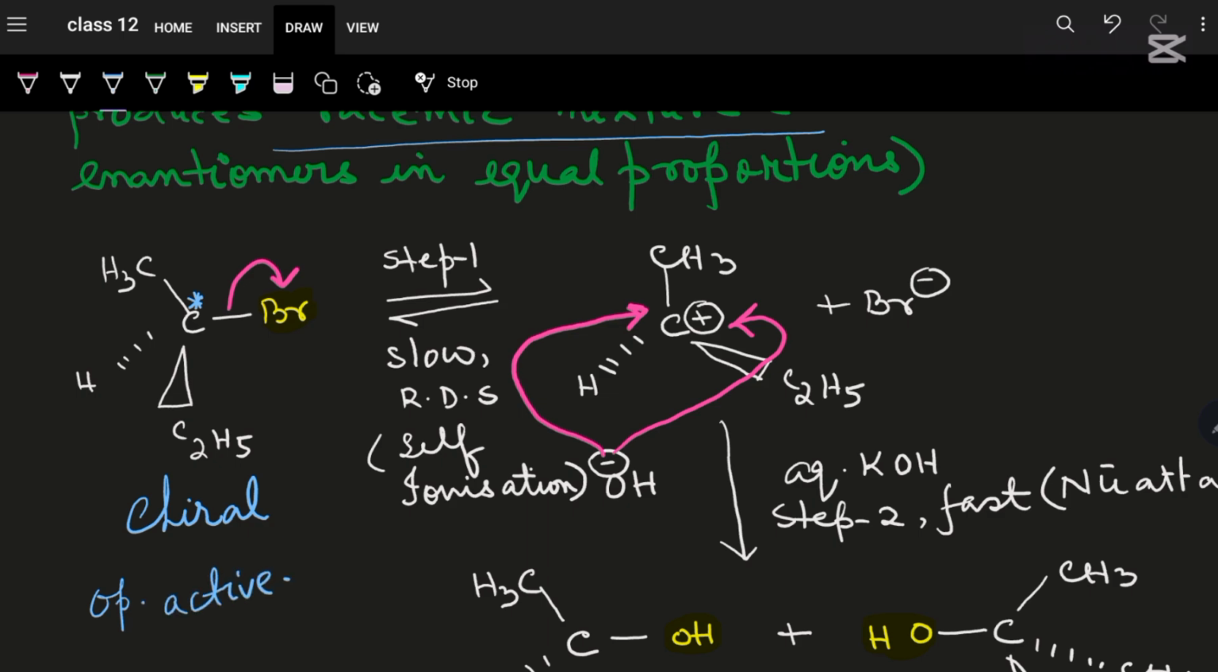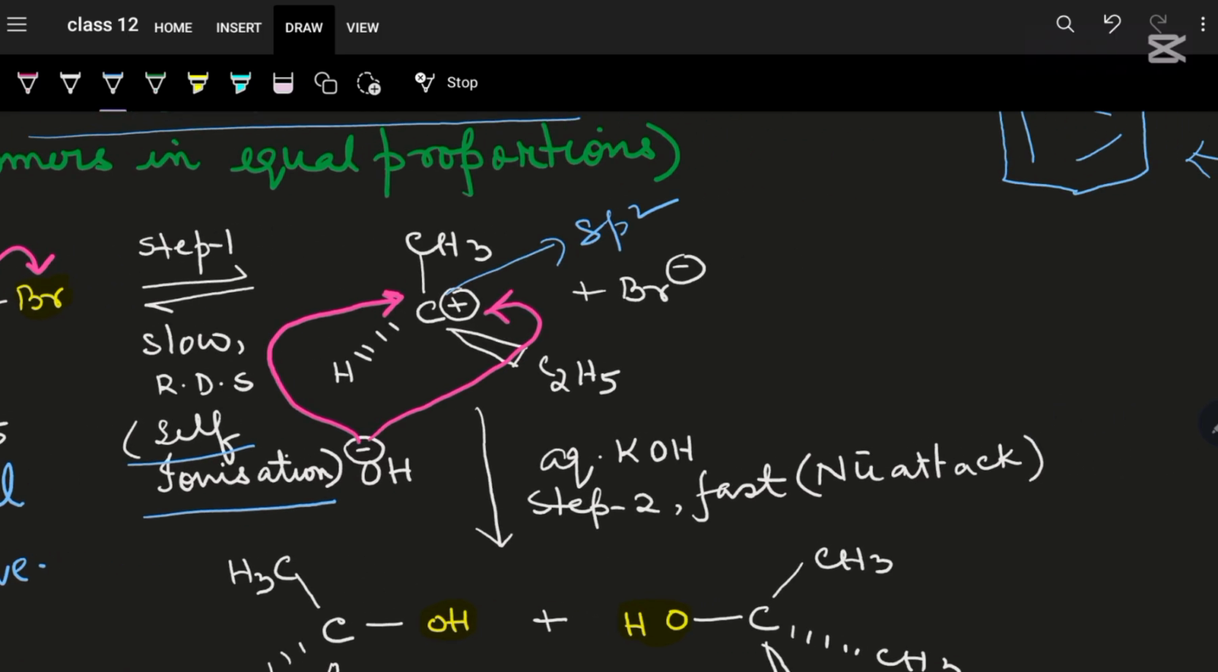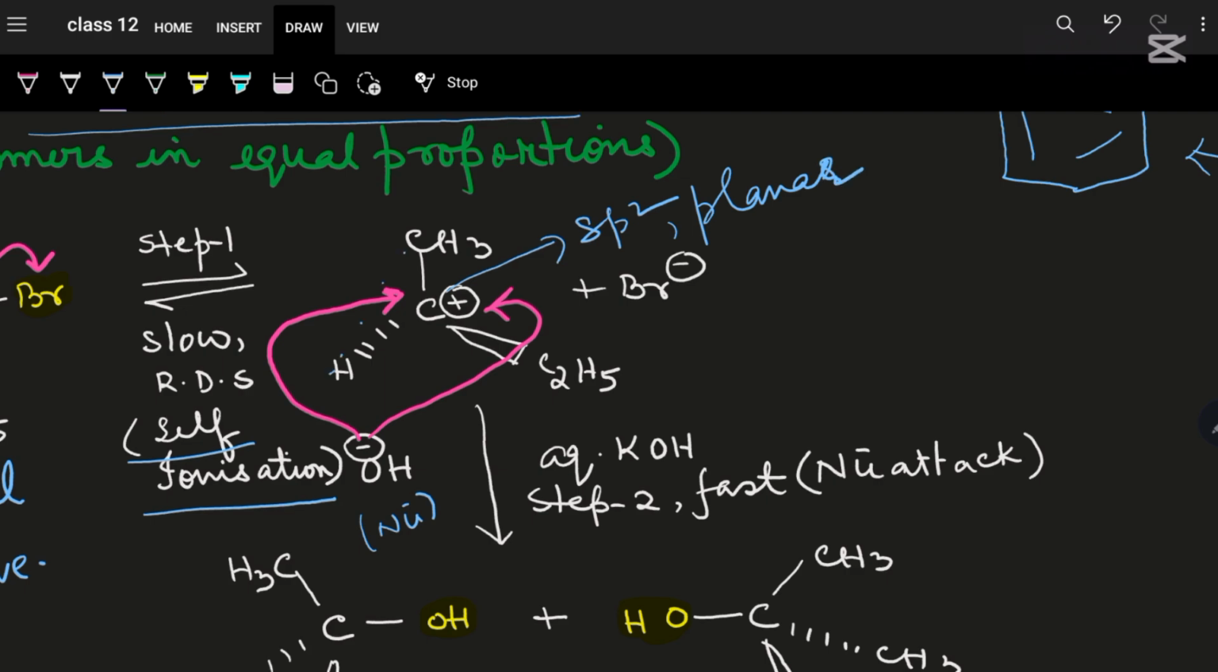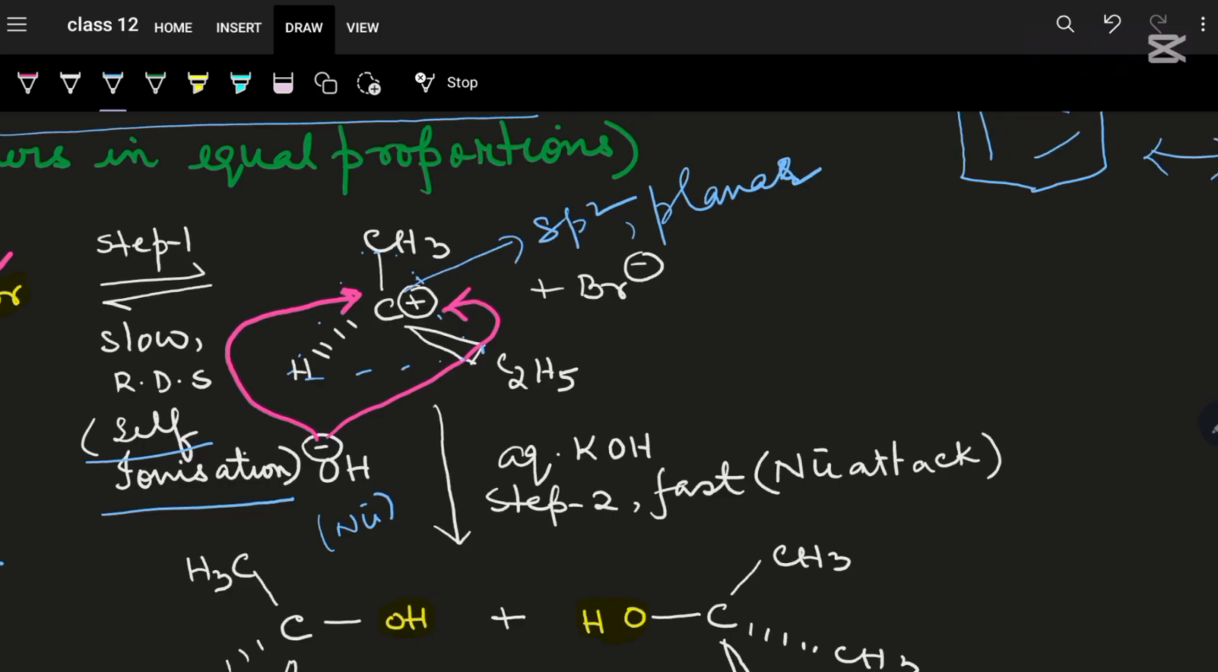Now, step 1 again includes self-ionization, and you get a carbocation which is sp2 hybridized. Now when aqueous KOH is given, in presence of OH minus, the nucleophile can attack the carbocation center from above the plane also, below the plane also, because this is sp2 having a planar form. So it can attack above the plane also, below the plane also. Now you cannot show it in a better manner than showing it from left side and right side in 2D.